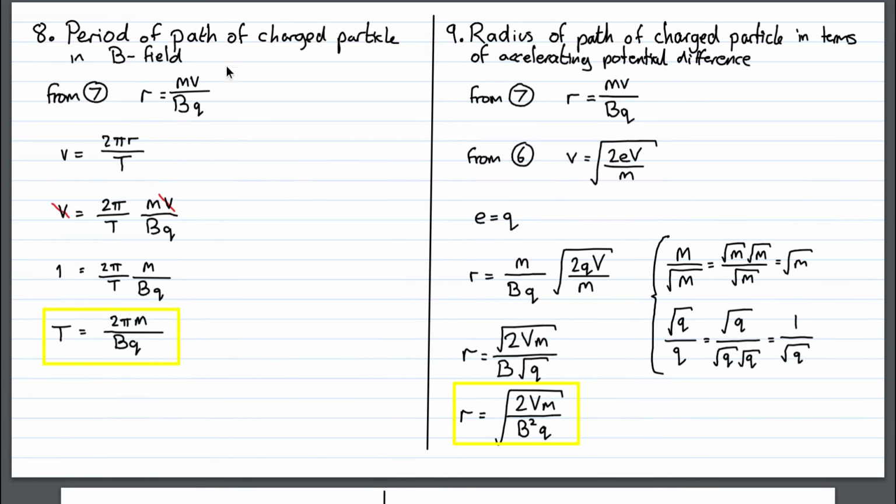Equation number 8. The period, that's the time period, of a path of a charged particle in a magnetic field. The charged particle is moving in a circle. What is the time period of that circular motion? Well, the previous equation we derived was the radius of the path of the charged particle in the magnetic field. We're going to use that, but remember that we're moving in a circle, so the speed of the particle, not velocity, the speed, is going to be the distance travelled divided by the time.